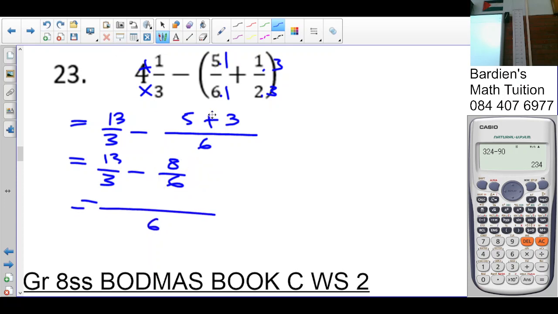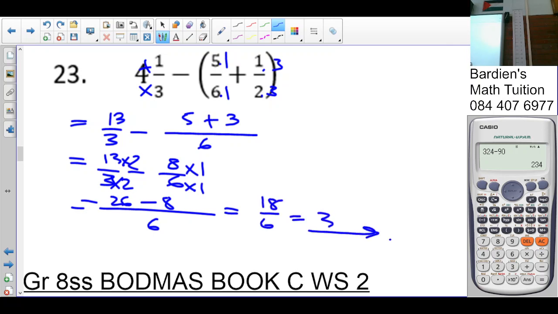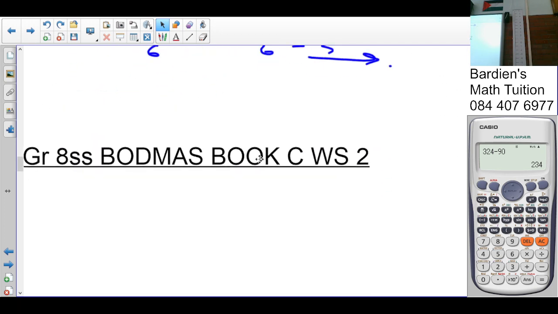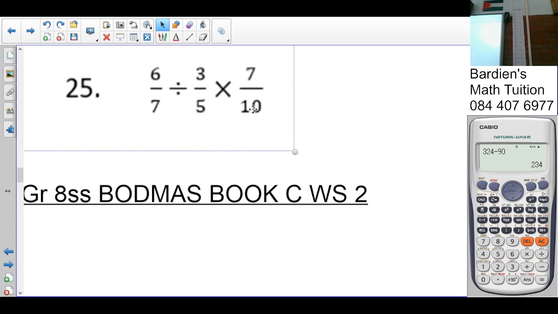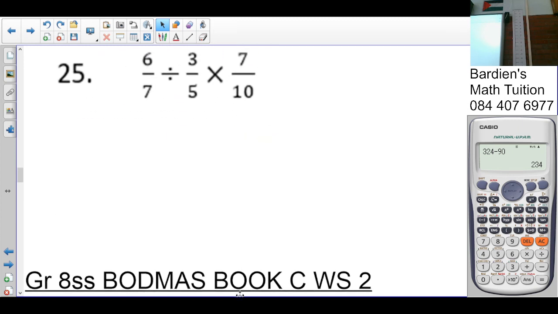So it's going to give you 6. We times by 2, which is 26. Minus 8. What's 26 minus 8? 18 over 6. And 18 divided by 6 is? 3. Okay, any confusion here? No. Alright, let's carry on. Number 25. The sums are getting easier, no?